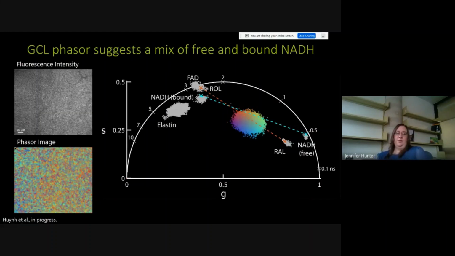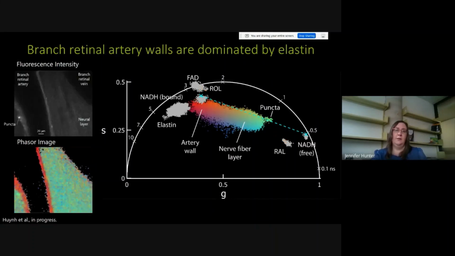Two other layers that I want to just touch on. For example, we can look at the ganglion cell layer. Here you can see a nice tight cluster of fluorescence from the ganglion cells that shows us that mix of free versus bound NADH within the ganglion cells, and we can start looking at how that might change. For example, one thing we were interested in is how that shifts with stimulation, or with the induction of glaucoma, and could we learn something about cells that are sick?